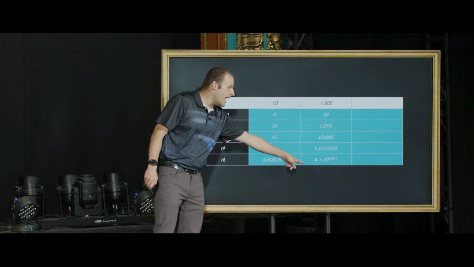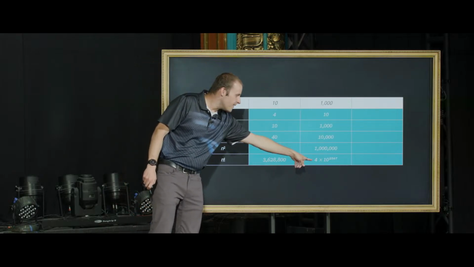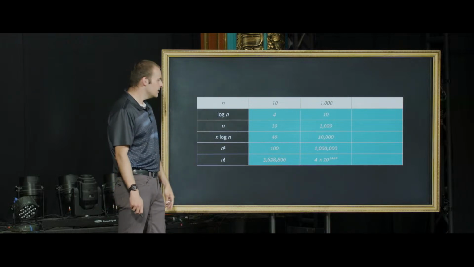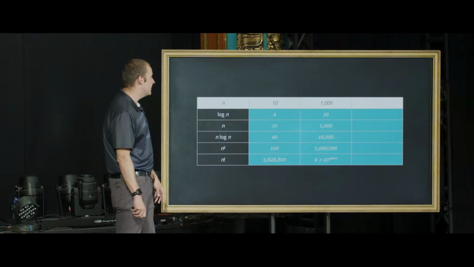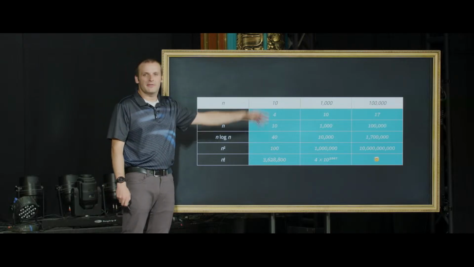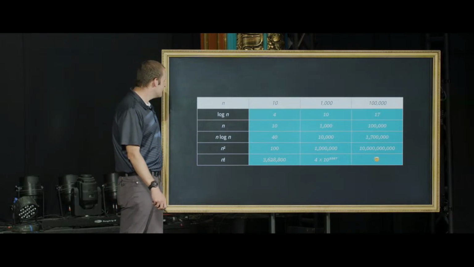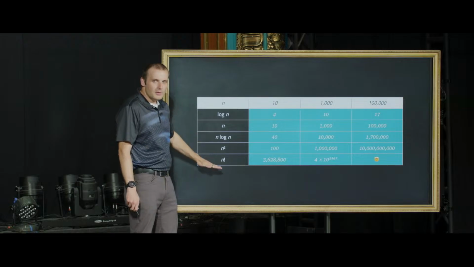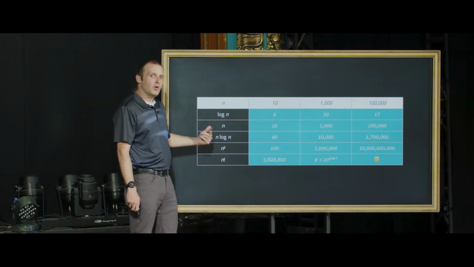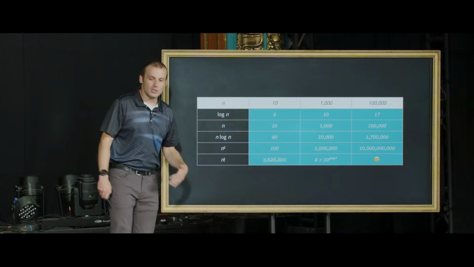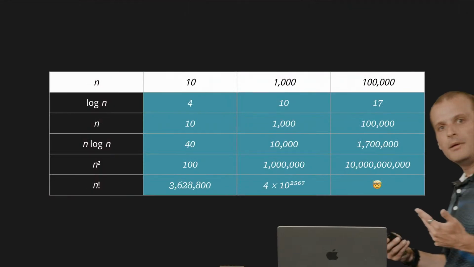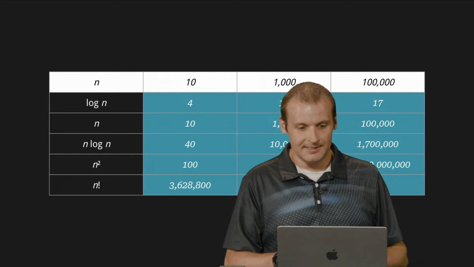With 1,000, I don't even know what that number is. It's very, very large. 4 times 10 to the 2,567th power. You probably don't want that algorithm to be running. And my calculator would not even tell me what 100,000 factorial is. So yeah, these increasingly get bad quite quickly, especially once we get out of polynomial time and into exponential time algorithms. So as data sets get bigger, this is why we care about how efficiently we can run some algorithm, or how many steps something takes.